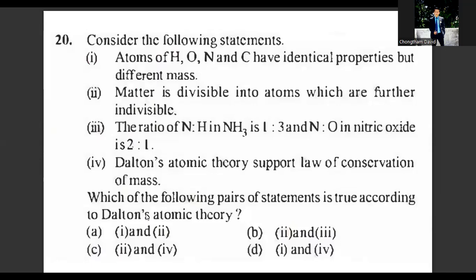Consider the following statements. 1. Atoms of hydrogen, oxygen, nitrogen, and carbon have identical properties but different mass. 2. Matter is indivisible into atoms which are further indivisible. 3. The ratio of nitrogen to hydrogen in ammonia is 1:3 and nitrogen to oxygen in nitric oxide is 2:1. 4. Dalton's atomic theory supports the law of conservation of mass. So which of the following pairs of statements is true according to Dalton's atomic theory? Think and tell the answer.